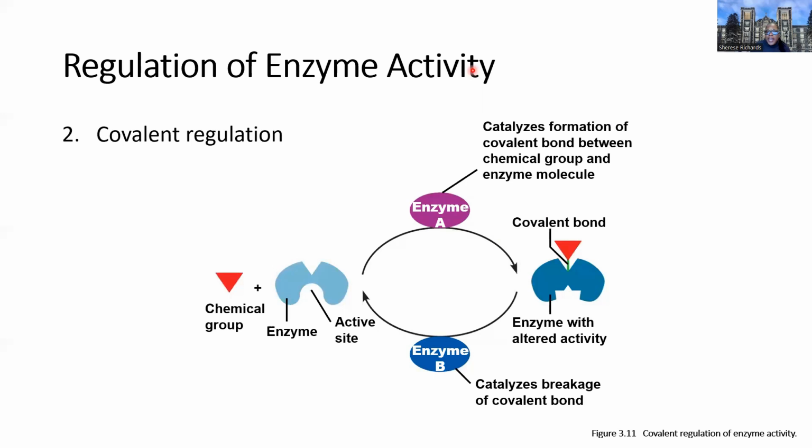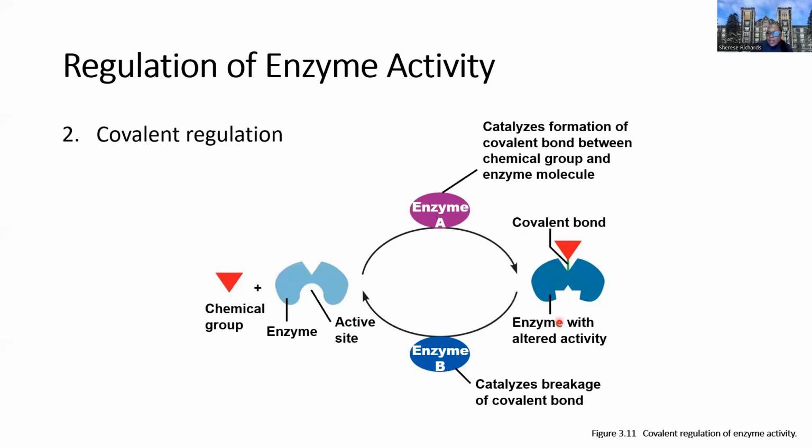The second mechanism is covalent regulation. So very similar to what we saw with the allosteric regulation. The difference here is that we have another two enzymes that are involved with our enzyme in question. So this is our enzyme in question. But there is another enzyme that can add some chemical group to the enzyme that we are regulating or modulating. And so the chemical group, sometimes a phosphate, but it can be other types of compounds here. The chemical group binds to the enzyme in question with the help of, or catalyzed by, enzyme A.